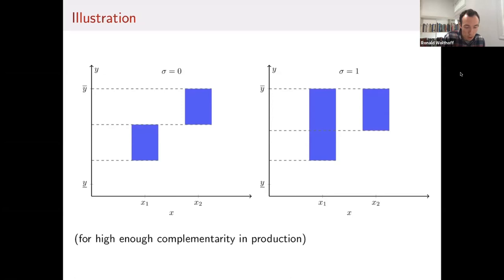If there is enough complementarity in production, the high type firms here are going to be the ones attracting the high type workers, and the low type firms are going to attract the low type workers. On the other hand, if sigma is equal to one, and we are in a variation on Shimer's world, he has an urn ball, we have a slightly different setup, but the idea is the same: high type firms want to attract both types of applicants, okay? Because the low types provide insurance at zero cost, okay?